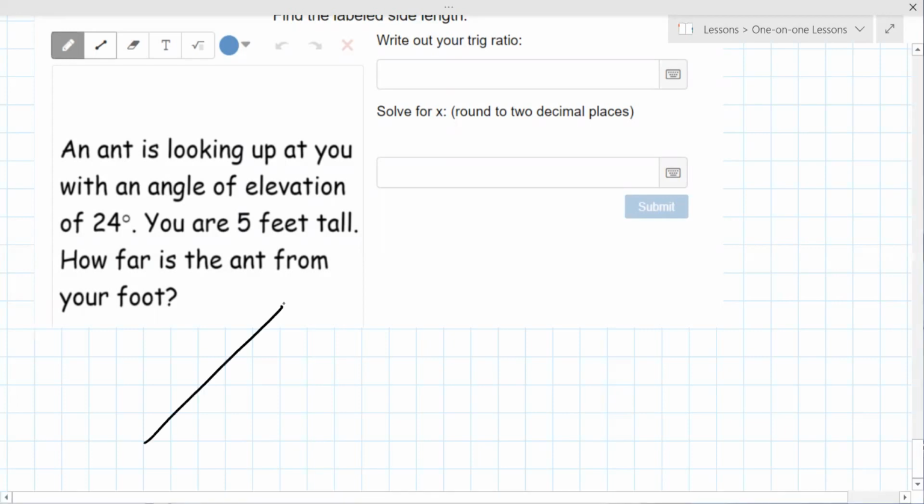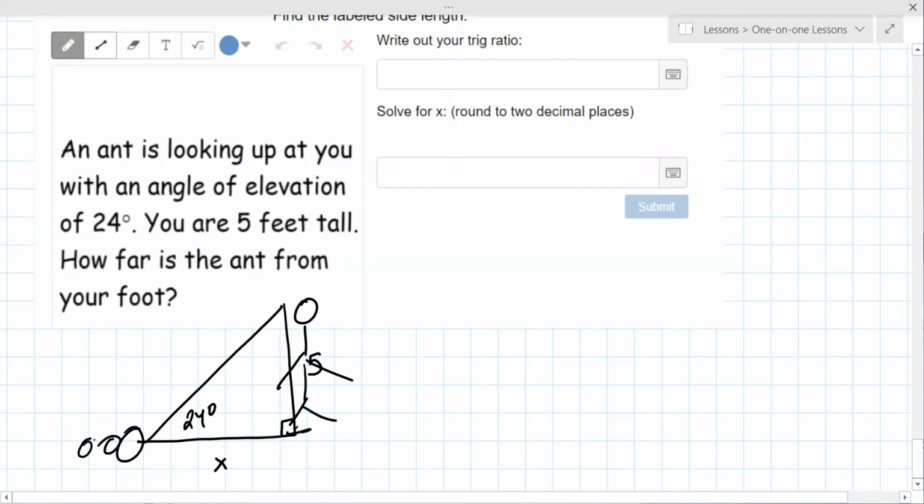All right, so we have an ant looking up at you. This is the angle of elevation here. And it says you are 5 feet tall. So you're here. And we want to know how far the ant is from your foot. So it's like you're standing here, there's your ant, and then you're just trying to find this right here. So relative to this angle, 5 is opposite and x is adjacent.